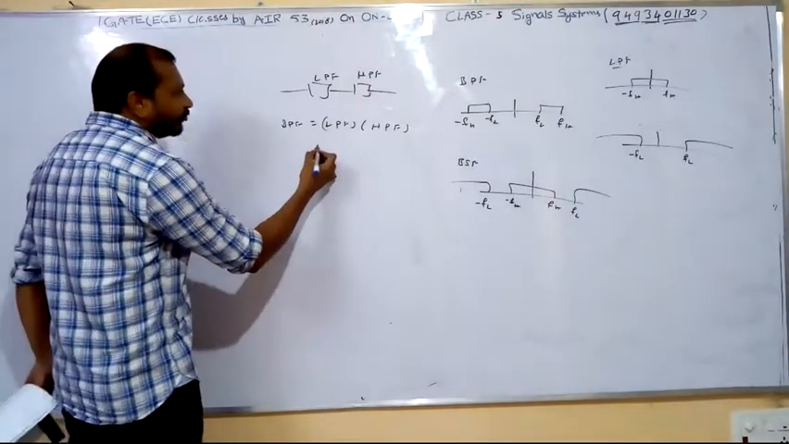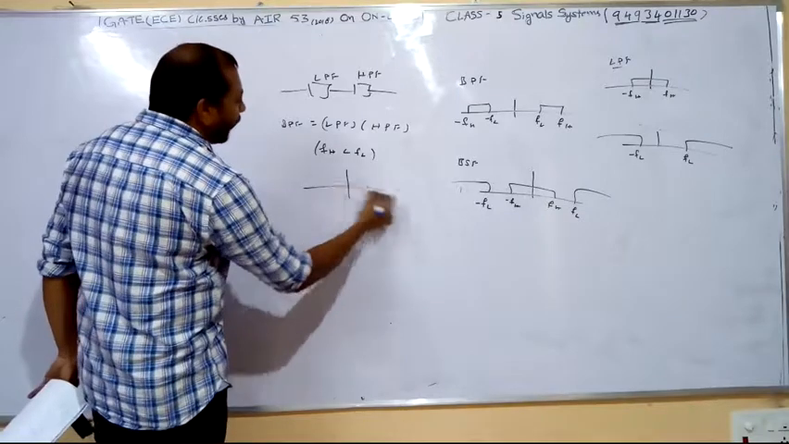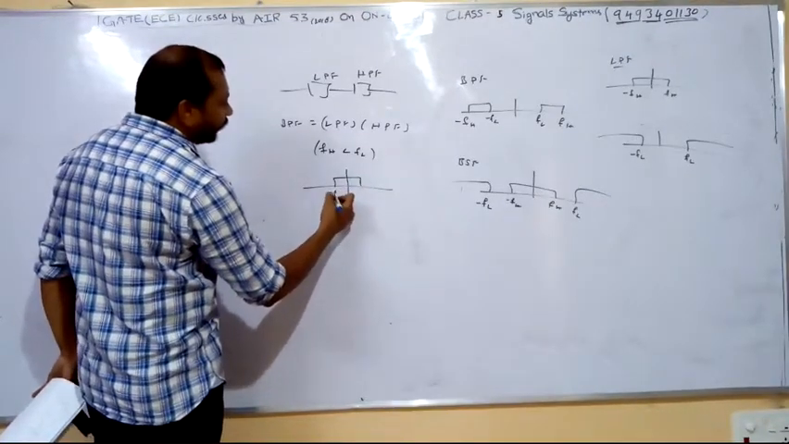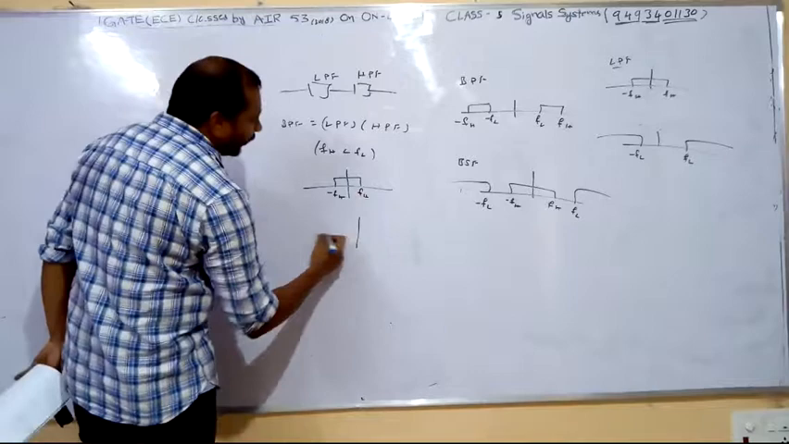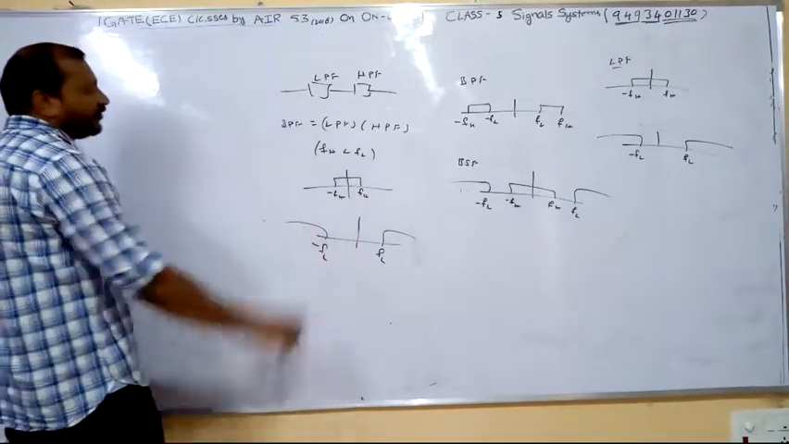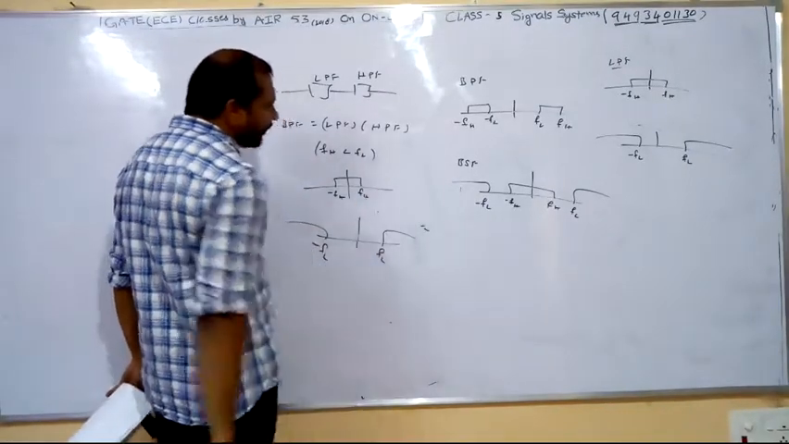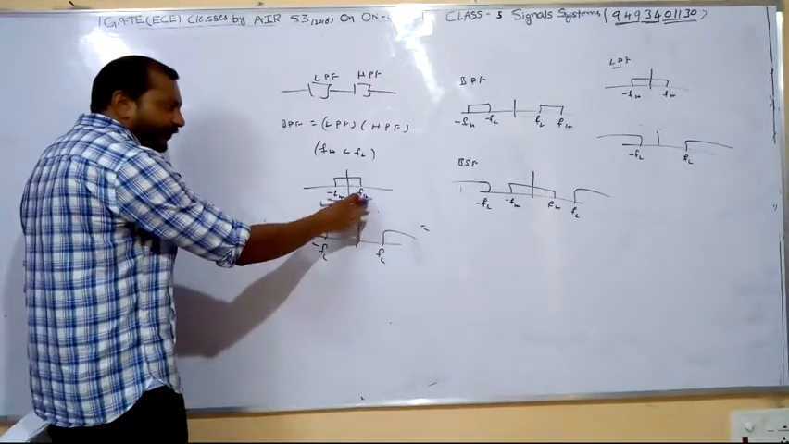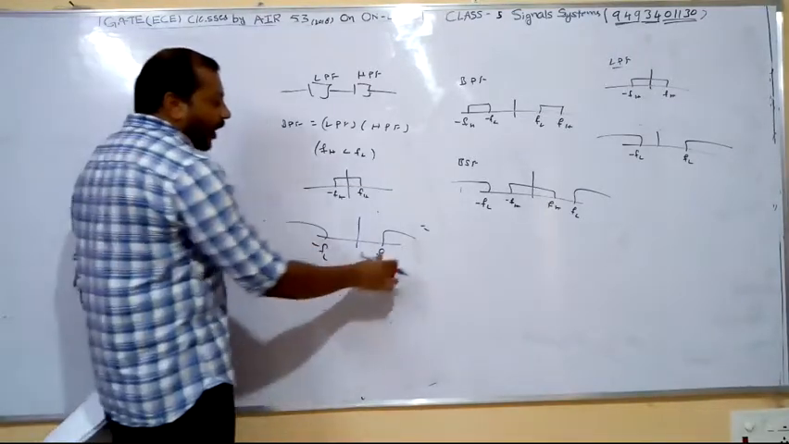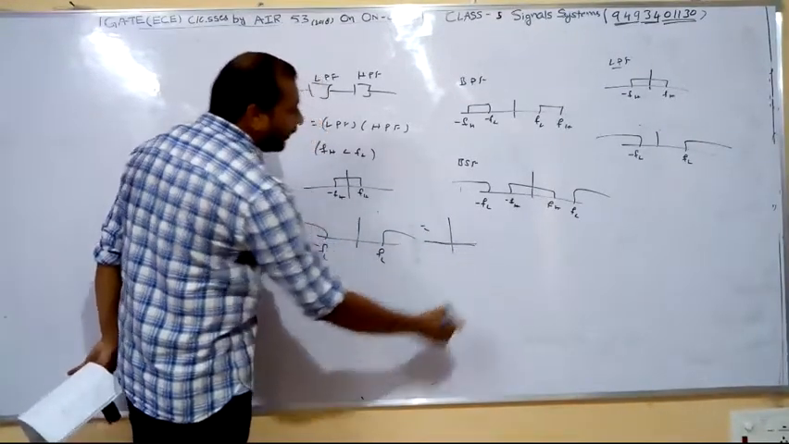Now, I am considering the condition that FH is less than FL. Then what will happen? The corresponding low pass filter gap is from minus FH to FH, and the corresponding high pass is this FL and this minus FL. Upon multiplying these two, what will you get? Minus FH to FH, something is there here, nothing is there here. After FL, something is there here, nothing is there here. So this corresponding signal is nothing at the output.